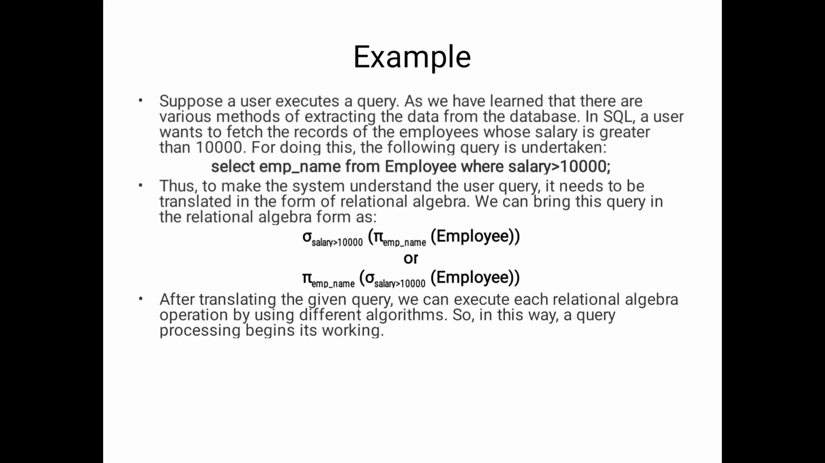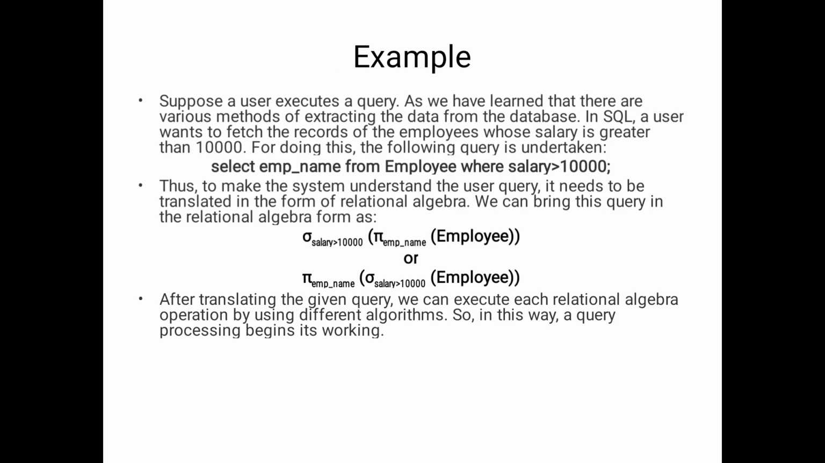This is how the original query is converted into relational algebra operations with the help of the parser and translator. After translating the given query, we can execute each relational algebra operation by using different algorithms. So in this way, we have query processing. Now the query processing is started. From this point of view, we have two different methods: one is materialization and another one is pipelining.